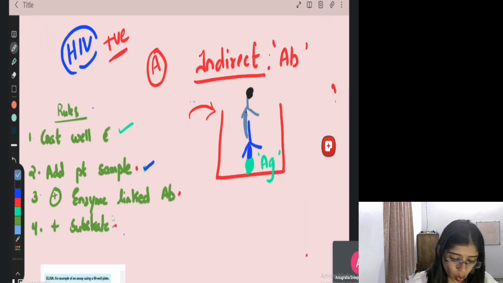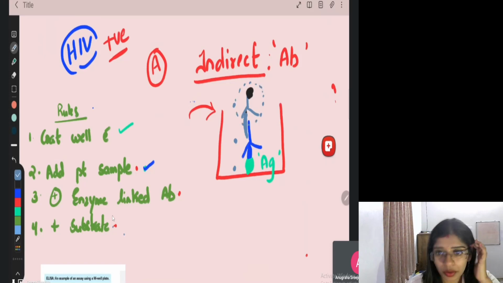So now see, all these three are in layers: the enzyme linked antibody, the antibody of the patient, and the antigen. So all have formed a bond. Now if I wash in this step, will this enzyme linked antibody get washed away? No, because it has already formed a bond, right? So it won't get washed away. It is there in the well itself.